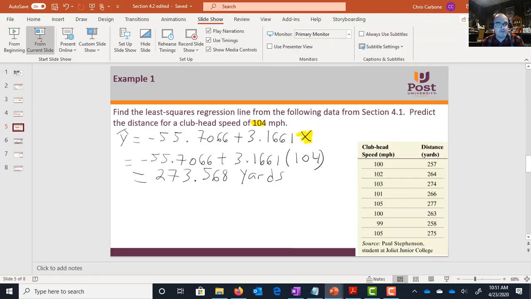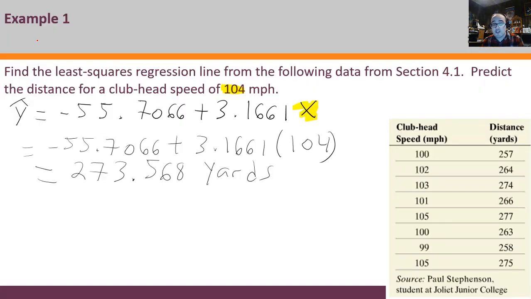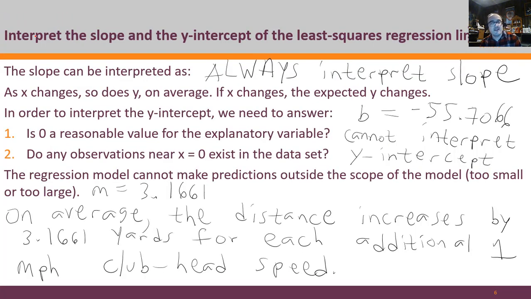Moving on from that, though, since we have a regression line, we could do a little bit of interpretation involving the slope and y-intercept. The slope can be interpreted, and always can be interpreted. There is never, ever, ever, ever a time the slope cannot be interpreted. It is always interpreted. I can't stress that enough. Always is in capital letters. After all, very important.